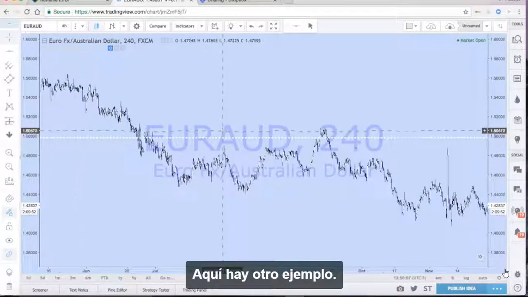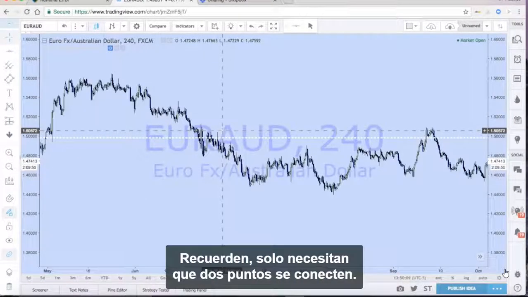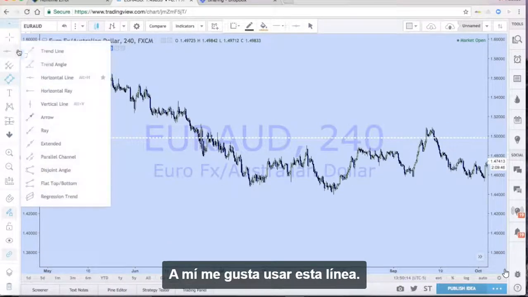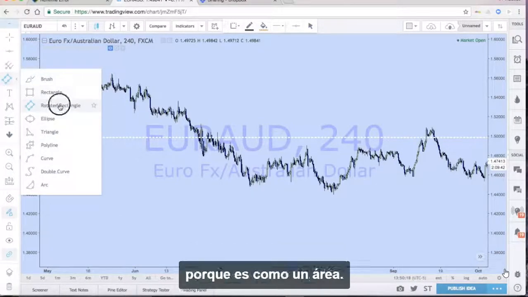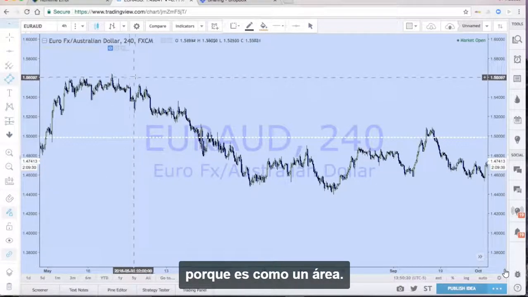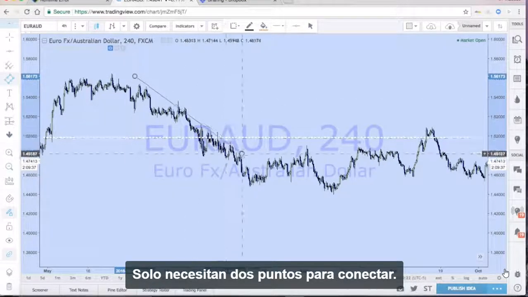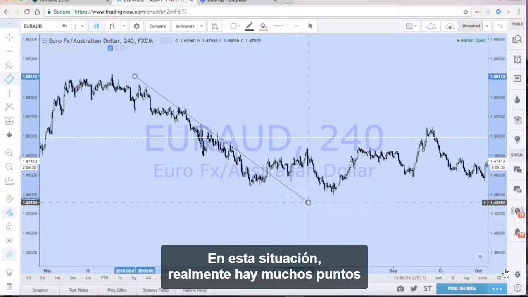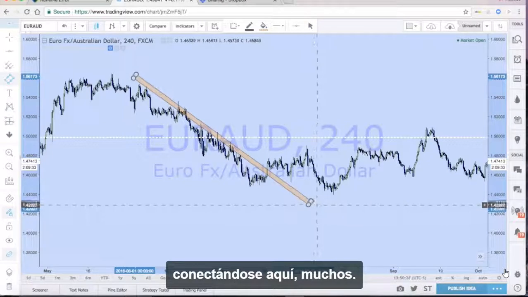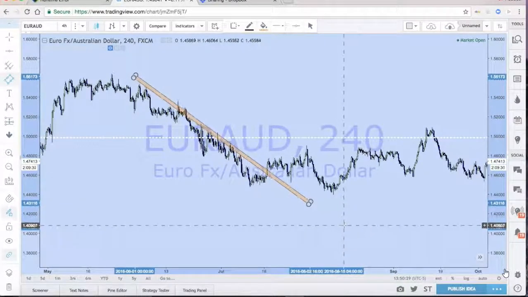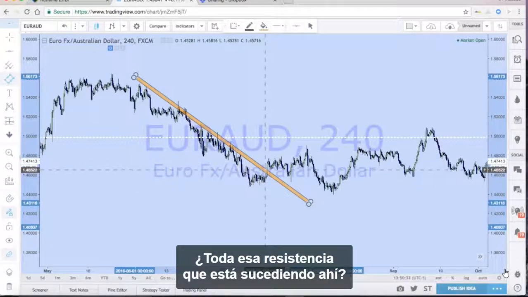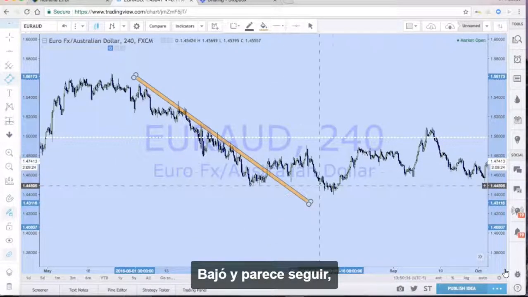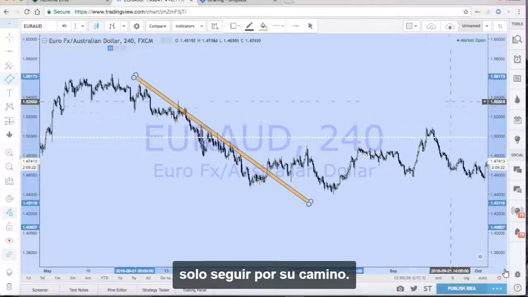Here's another example. You want to see another example? Okay. Remember, you just need 2 points to connect. I like to use this line. You can use an actual trend line, but remember, I like to use this one more because it's like an area. You just need 2 points to connect. In this situation, there's really a lot of points connecting here. A lot. Okay. See all that? All of that action right here, all that resistance going on right here. It finally broke through. It came down and it just kept on going its merry way.